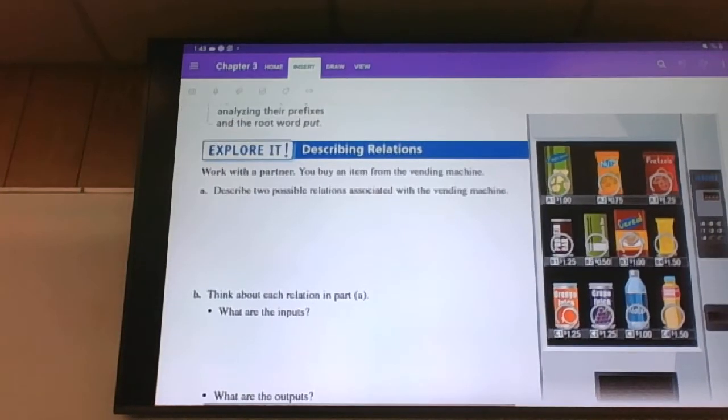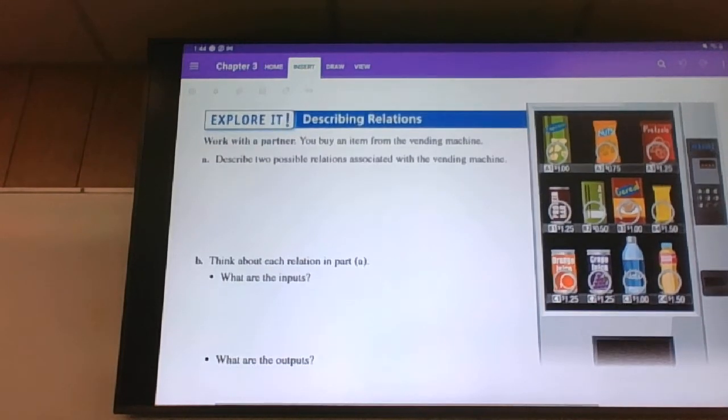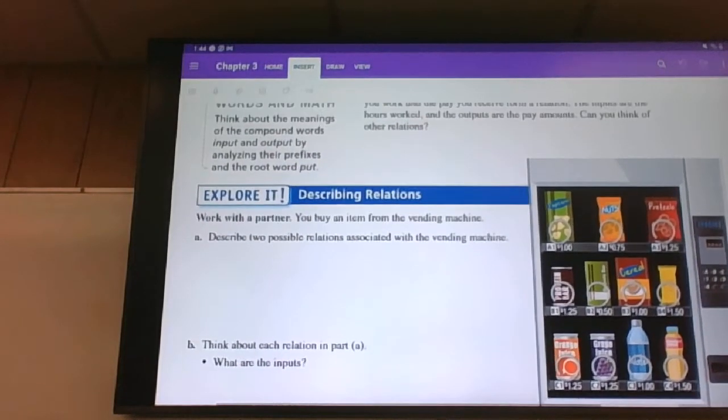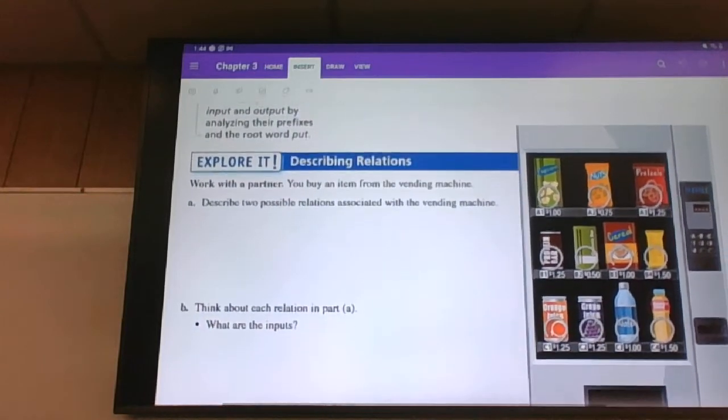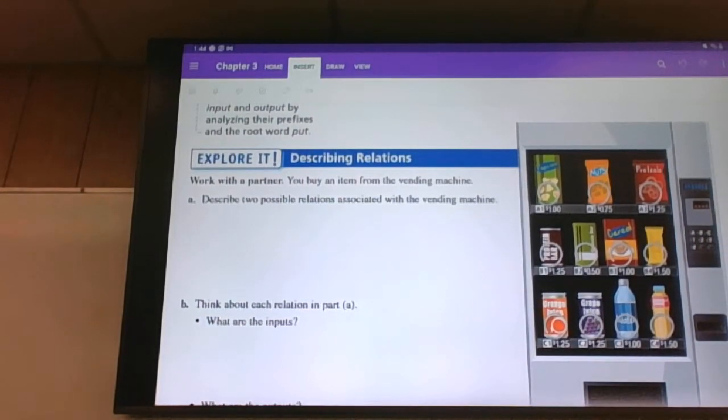Alright, if you're not talking about vending machines, you're off task. Look at the vending machines. You're supposed to talk about this with your group. Something on task. You buy an item from the vending machine. What are two possible relations associated with the vending machine? It's kind of weird. Think about inputs and outputs of the machine. So literally find two possible relations.